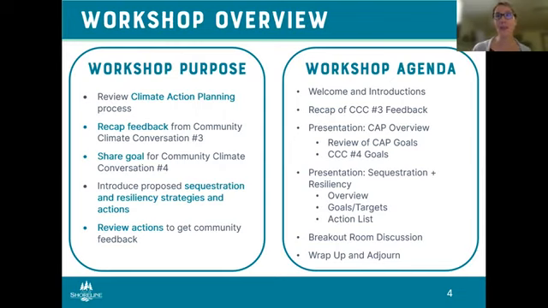Then we'll come back together, we'll do a report out across all the breakout rooms, and then we'll wrap up with next steps. And so keeping the workshop purpose and the workshop agenda in mind, when you think about sequestration, keep in mind trees and ecosystems; when you think about resilience, keep in mind community preparedness. We can go ahead and go to the next slide, please, Haley.